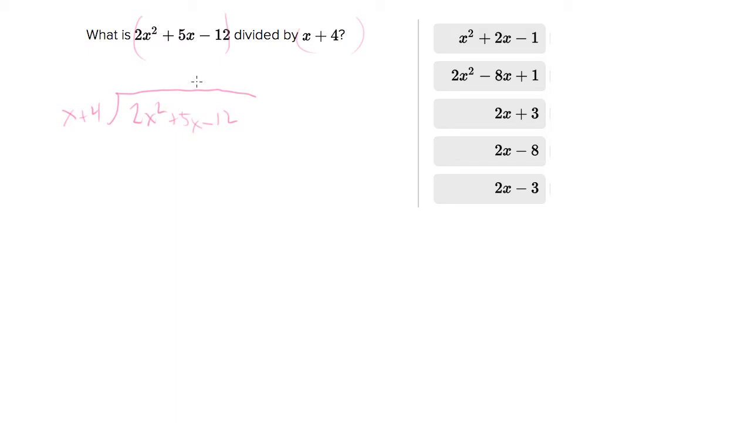There's a faster way that I'd like to use here, which is to make the assumption that x plus 4 is in fact one of the factors of 2x squared plus 5x minus 12. The reason I think it's a factor is because when they ask what this divided by that is, notice that the answer choices are all clean other polynomials. Like I divide out this x plus 4, and what I'm left with is a bunch of normal looking stuff.